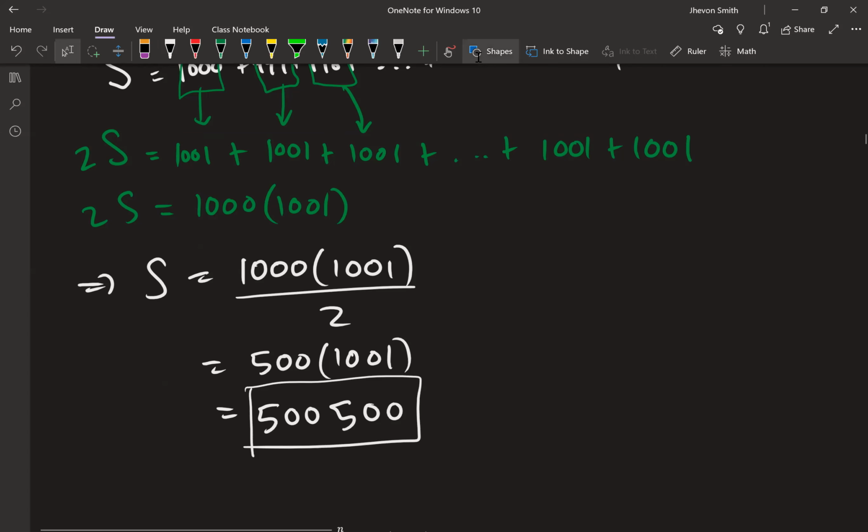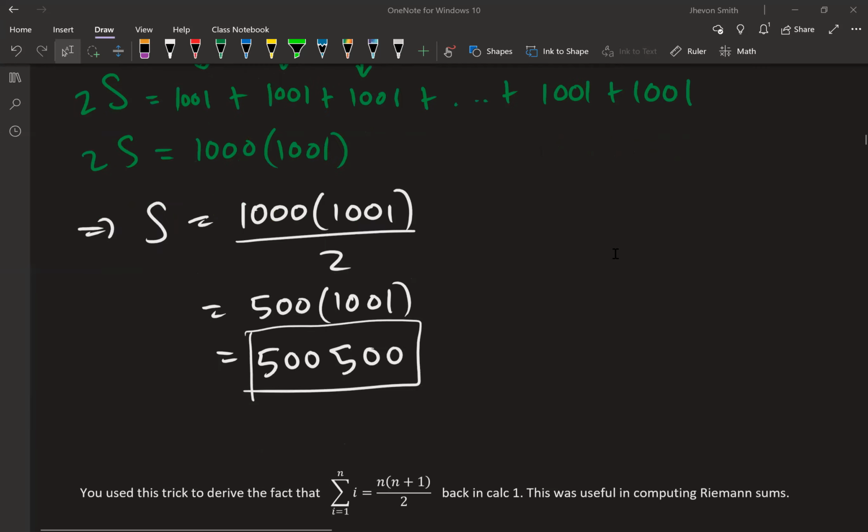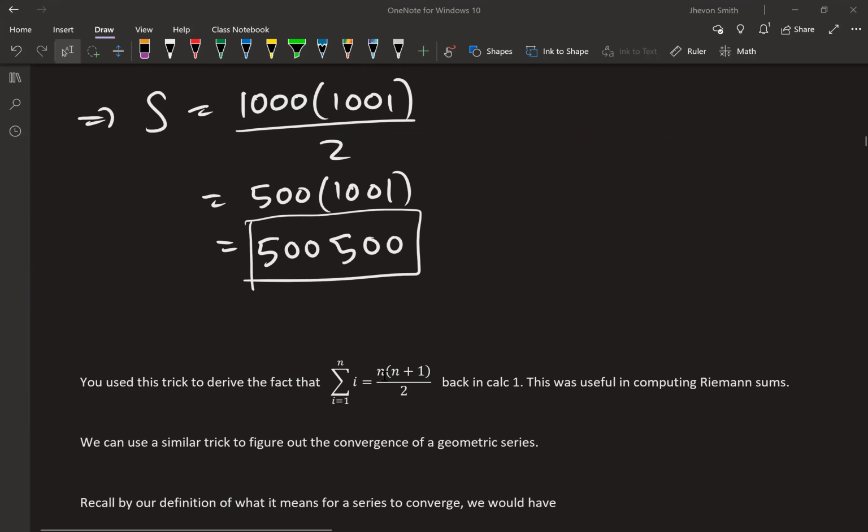Now, you guys might have seen this. Yes, it's a recap. You actually also did this in Calc 1. So it's not just a recap from pre-calc. It's actually a recap from Calc 1. You actually used it to prove this formula. Remember the sum of the first n terms? You can actually do this in general.